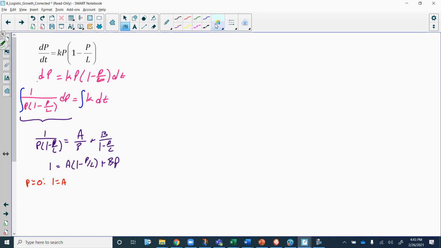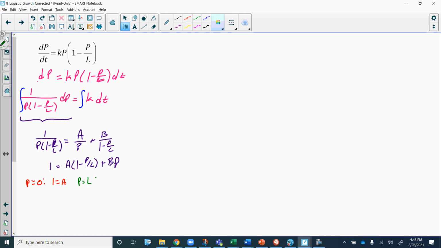Well, now let's find the value of B, or attempt to find the value of B. And this is where we need to be able to eliminate the A value. So the only way that I can eliminate the A value in this case is if I look at it and say, well, let's make P equal to L.